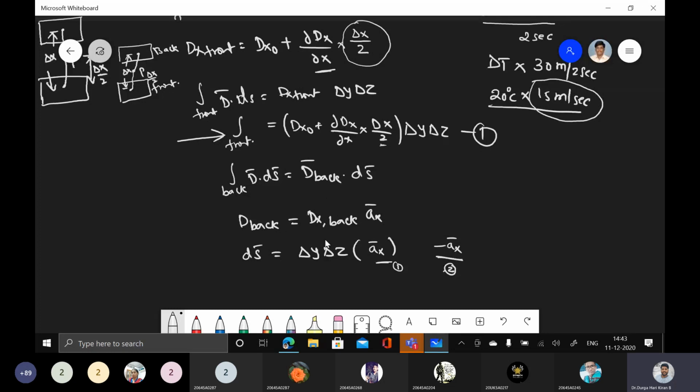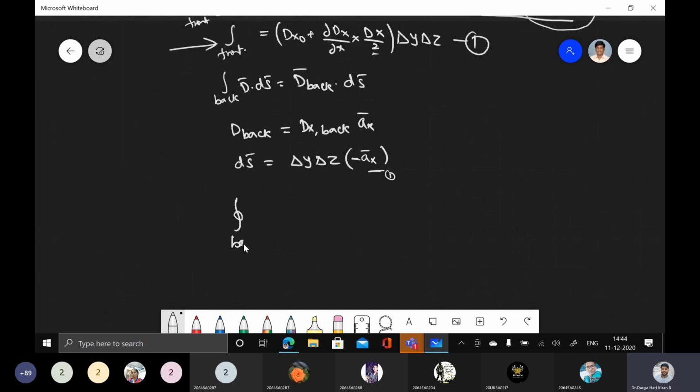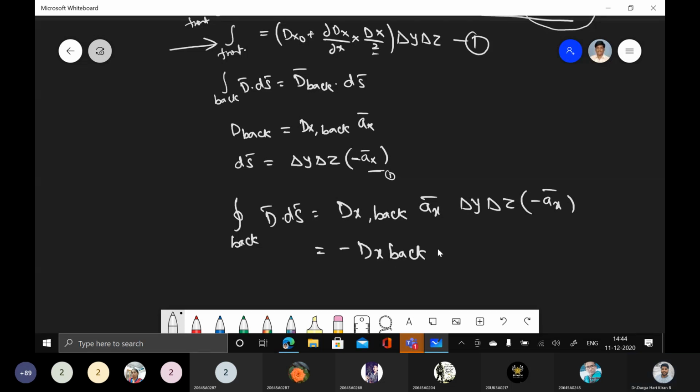Now I am writing the back side, the same thing for the back side. When I write the back side, D bar back dot dS bar is equal to Dx back a_x bar, but here it is minus a_x bar. That is what we have to consider here. It is in the form of minus, minus Dx. So if I do this, the integral of D bar back dot dS bar is equal to Dx back a_x bar delta y delta z times minus a_x bar. This is minus Dx back delta y delta z.